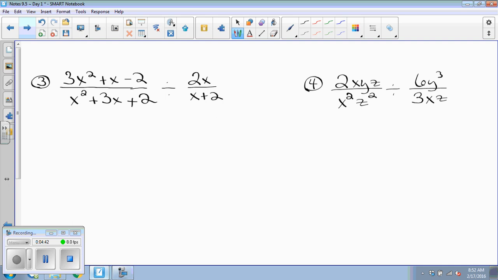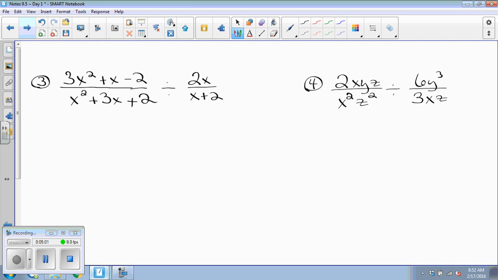AC method. Why can't I cancel this x squared with that x squared? Because it's not a factor. It's not a factor. It's part of a term. Okay, it's part of all this. Remember how I proved to you yesterday that you can't do that mathematically? Yeah. Okay, it's not equivalent. It's not equal.